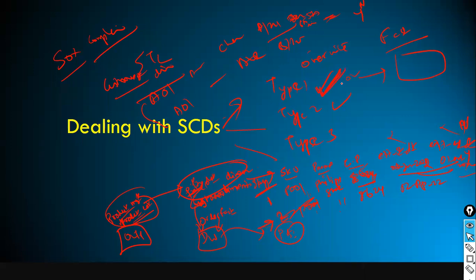Type 1 will simply override. We don't need the history. Type 2, we will maintain something like N and Y. So make the current price record Y, and the previous price record, you make it N. Only 2 versions will be there.